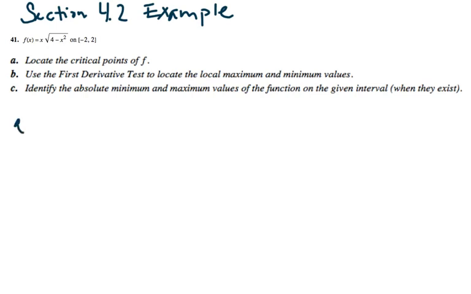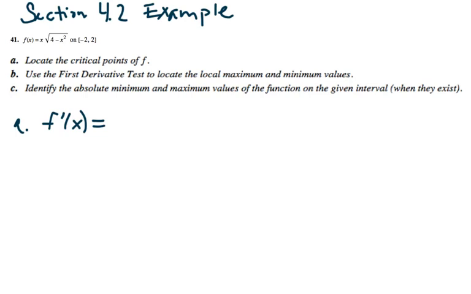Alright, so for part A, we want to locate the critical points. We find the critical points by taking the first derivative and setting the first derivative equal to 0, finding what x values satisfy that equality, and then we also look for any points that are undefined in the first derivative. So let's start off by finding f prime of x. I'll use the product rule here.